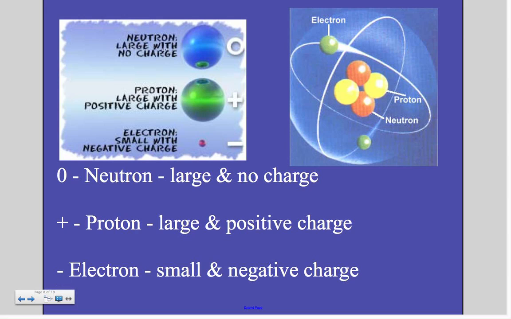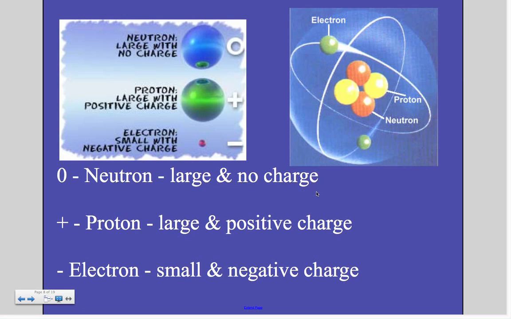If you want to write your notes in this form, in this big box up here with the symbols, that's fine. Or if you want to do it like it's down here in the bottom picture, that's also fine. It's going to be up to you how you want to design your notes. So let's start with a neutron.